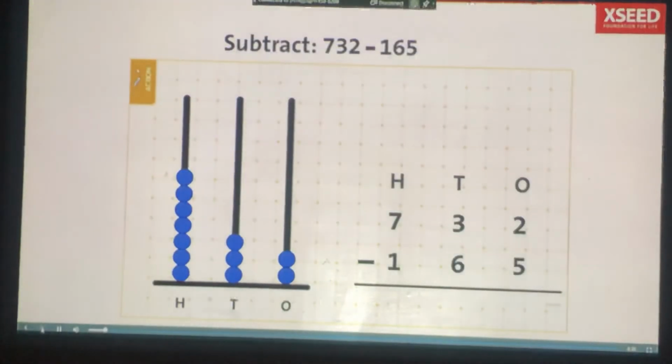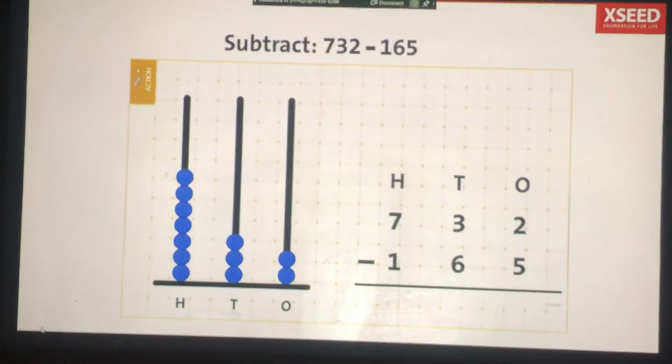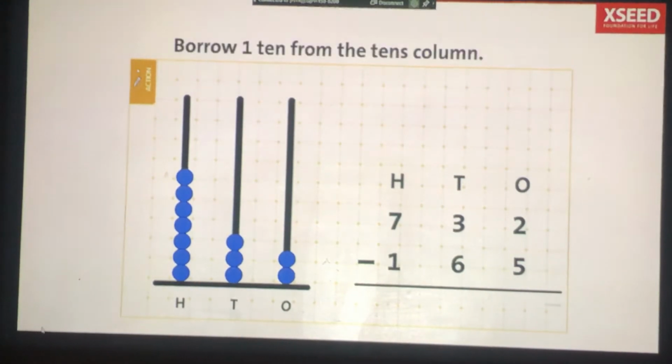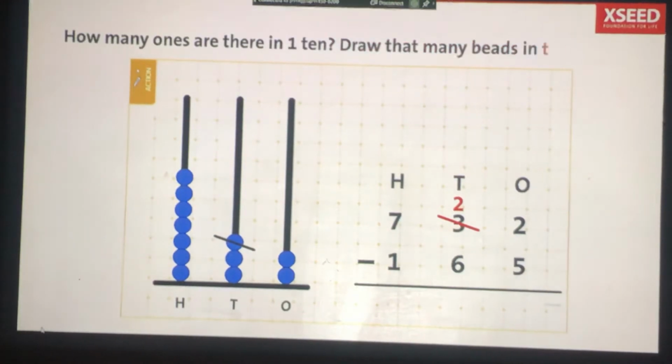We start subtracting from the rightmost digit, from the ones place. We will first have to subtract 5 from 2. Since 2 is less than 5, we need to borrow 1 ten from the tens column. Move one bead from the tens rod to the ones rod. How many ones are there in 1 ten? Draw those many beads on the ones rod.